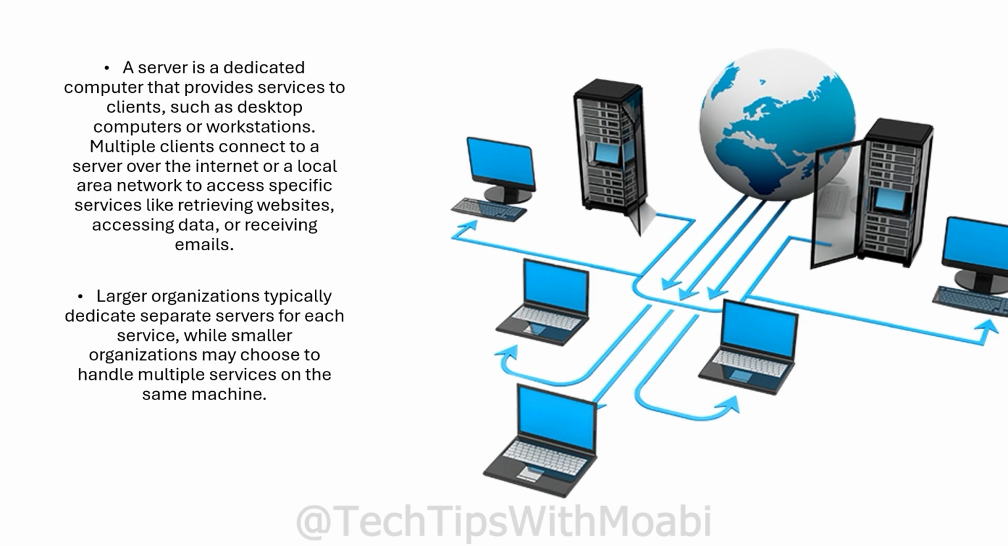Larger organizations typically dedicate separate servers for each service, while smaller organizations may choose to handle multiple services on the same machine. So, to make an example, in a small company with limited budget, you would typically find one server that has all the roles or the services installed on one machine. And if you look at a larger company, you'd find that they normally have multiple servers dedicated to run multiple services or roles for their clients.